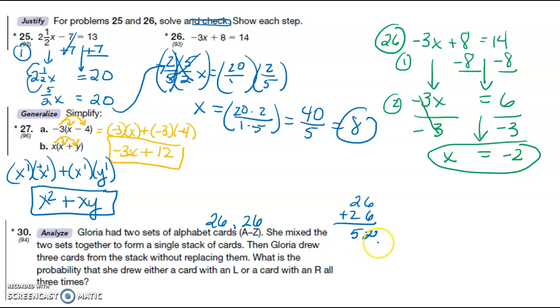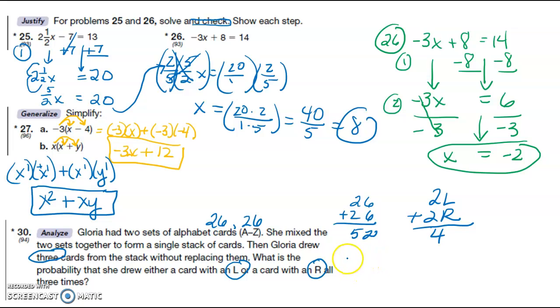When Gloria drew 3 cards from the deck without replacing them, what is the probability she drew either a card with an L or an R all 3 times? Ooh, this is tough. Okay, so I know that there are 2 L's and there are 2 R's. At least to start off with.